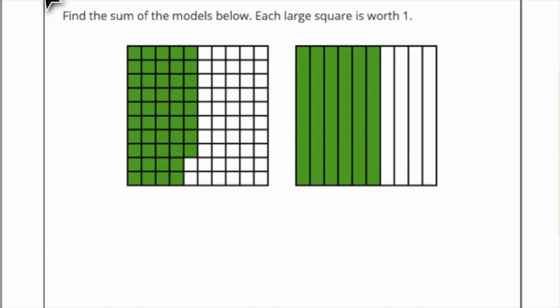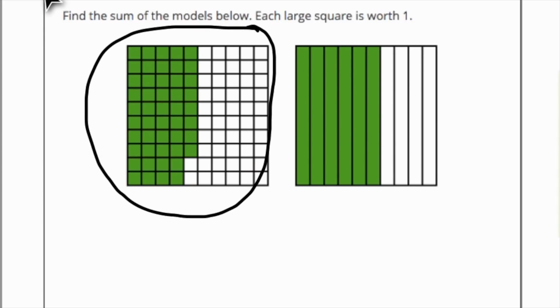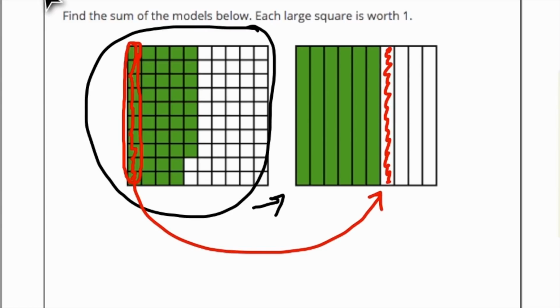Another way to think about adding these two portions together is you can just combine all of your green onto one grid. Since it's adding, we just kind of combine them together. We could transfer some of the grid on the left, some of the green, to the grid on the right. So if we think of this piece right here, it is 1 rod. It'd be the same as this piece right here. So we could transfer this rod to here. You do the same thing here.